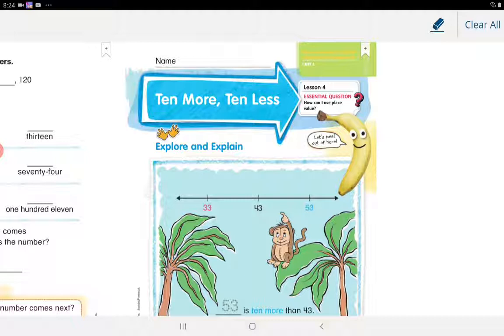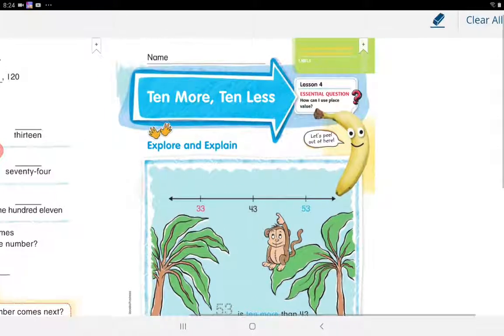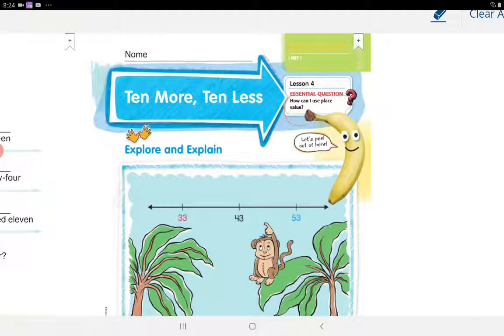Today in Lesson 4, we're going to work with 10 more and 10 less. We're going to focus on a new essential question: How can I use place value? Here we're going to use place value to help us find out what is 10 more and what is 10 less than a number.